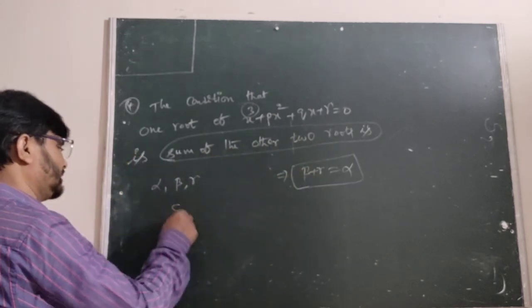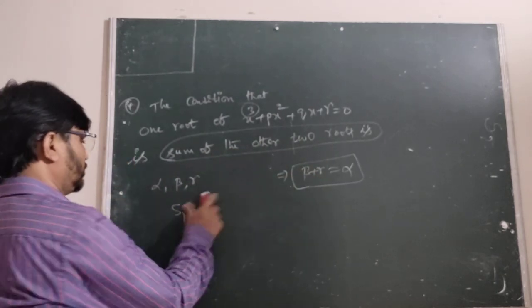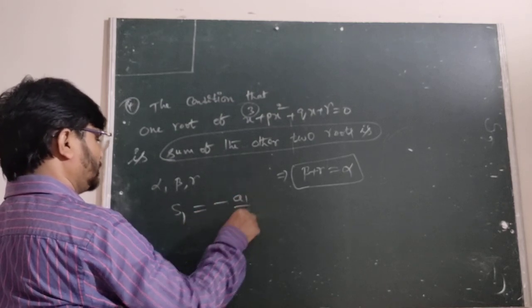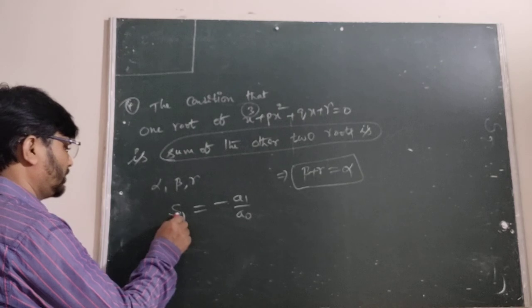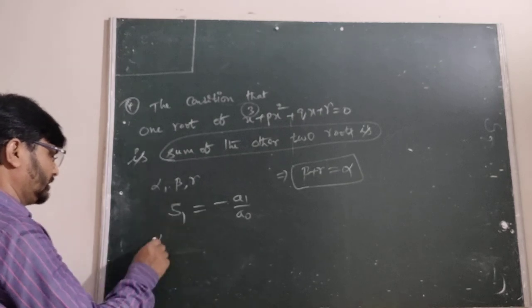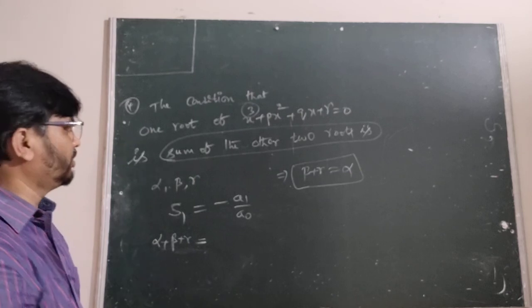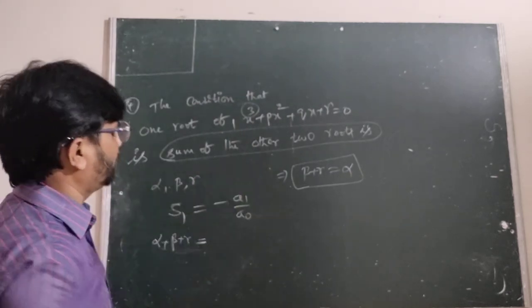First we find S1. We know that S1 is minus A1 by A0. S1 means the sum of all roots taken all at a time, that is alpha plus beta plus gamma, which is minus A1 by A0. This is the A0, 1.